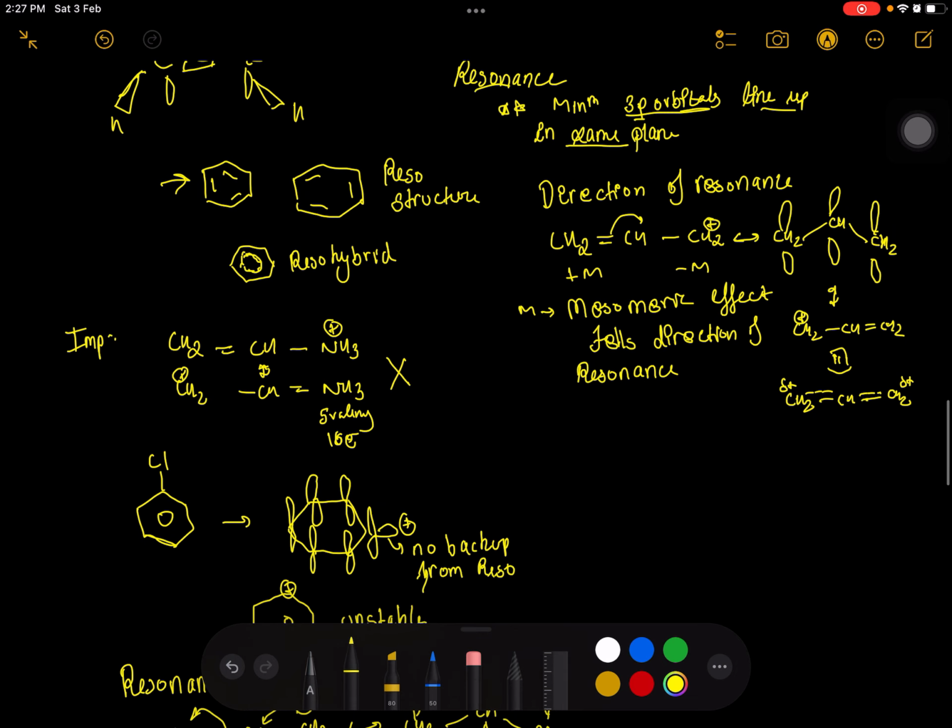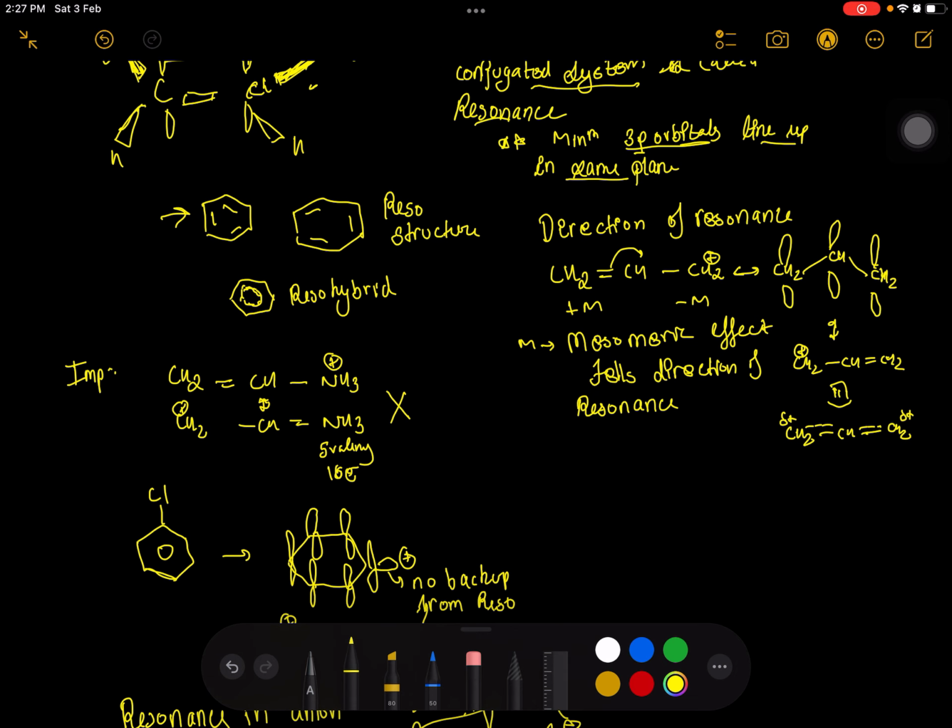Now, if you look at direction of resonance, which is also known as the mesomeric effect, which tells us the direction of the resonance. As you can see in the first example, CH2 is a double bond CH, then CH2 is a carbocation there, right? So here we break this, giving plus over here and minus over here. This minus plus forms a double bond. We'll talk about the direction over here in more detail later on.